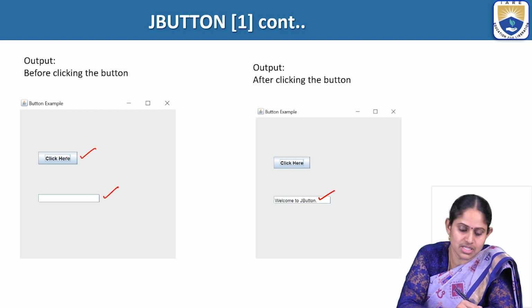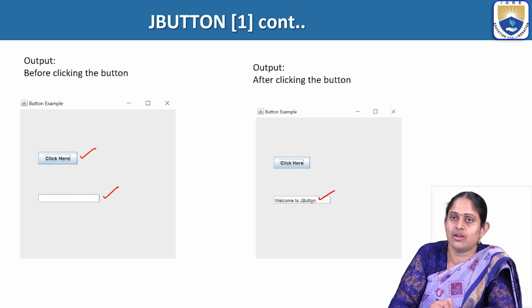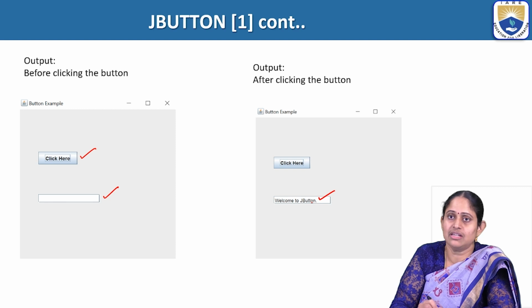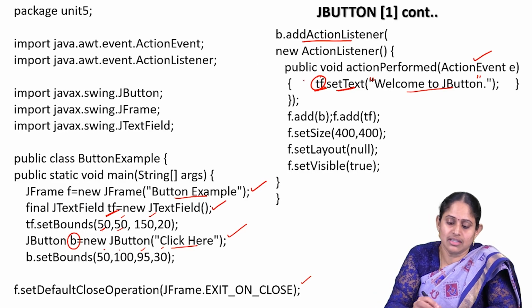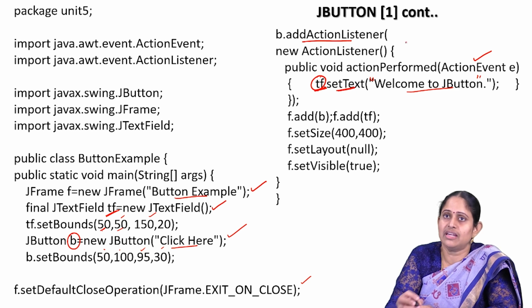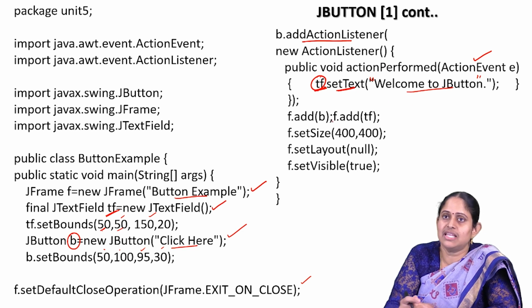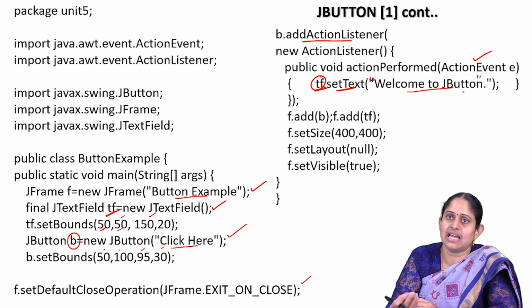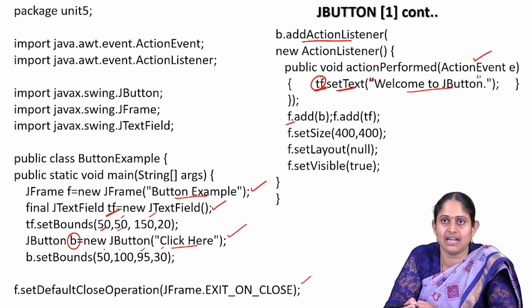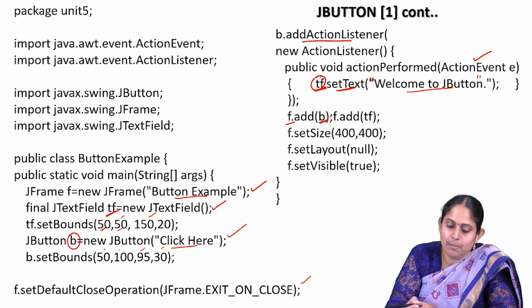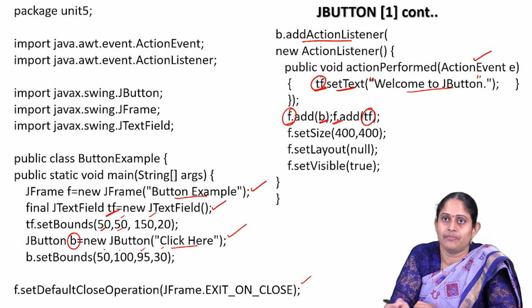So when this button was clicked, this message will be displayed on the text field. That's how we define an action for that particular button. Now once the text field and buttons are created, they have to be added onto the frame. So for that, we are calling f.add. So we are keeping the button onto the frame and also the text field onto this frame.